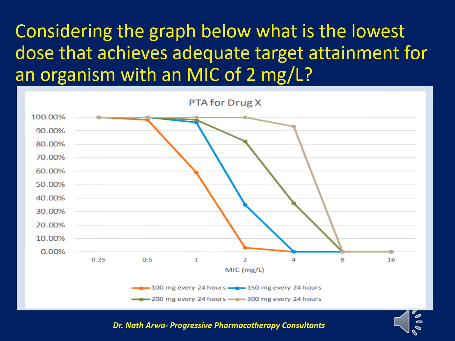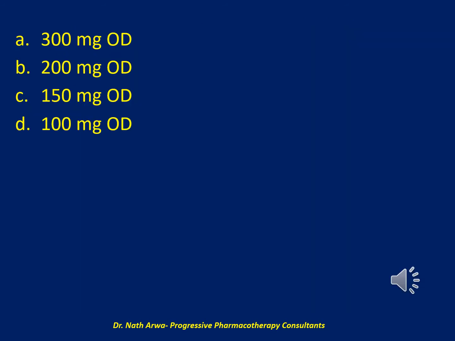And the next question reads, considering the graph below, what is the lowest dose that achieves adequate target attainment for an organism with an MIC of 2 mg per liter? Feel free to pause the video and carefully scrutinize the graph before attempting to answer this question. Is it A. 300 mg once daily? Or B. 200 mg once daily? Or C. 150 mg once daily? Or is it D. 100 mg once daily? I will give you a few seconds to choose the correct answer to this question from the listed options.